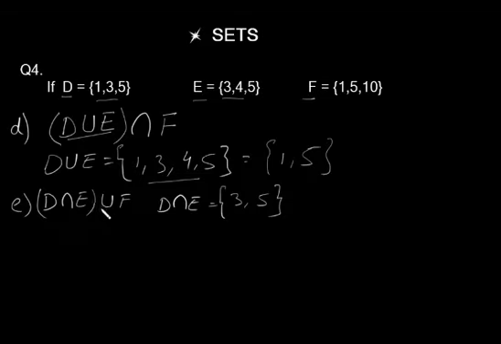And then we have to take this set union this set. It means this set and this set you have to write combined. You have to combine 3 and 5 with 1, 5, 10. So the answer will be 1, 3, 5 and 10.